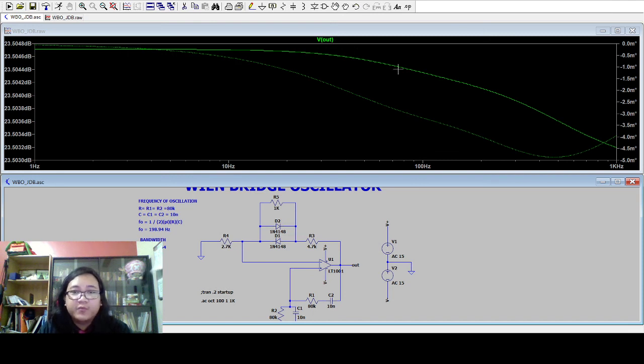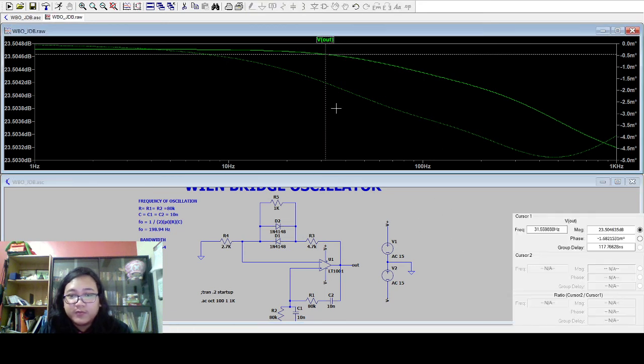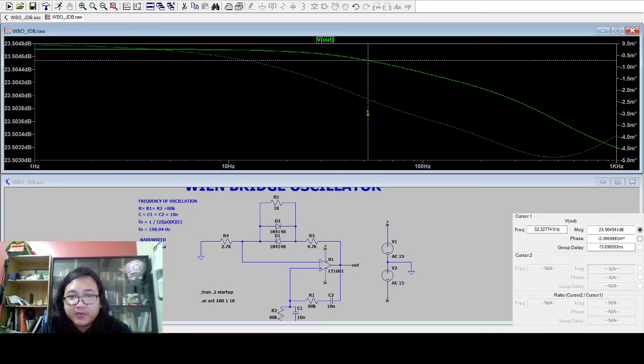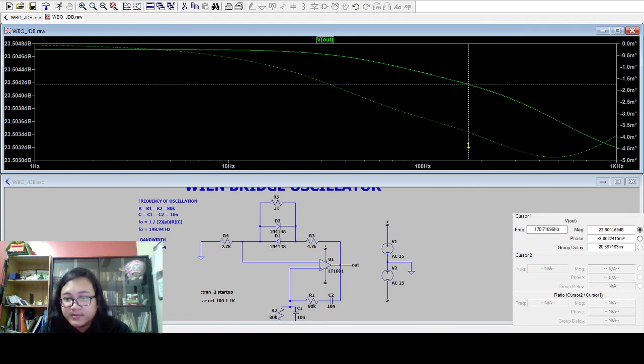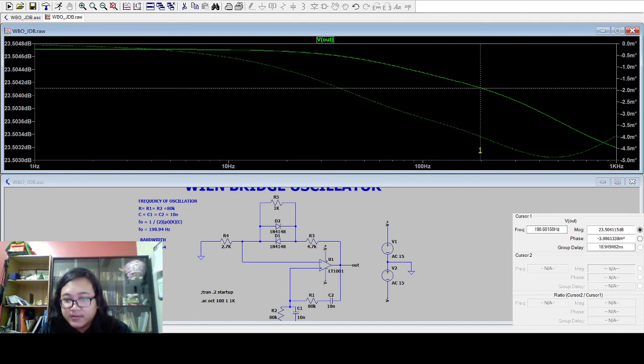This is the bandwidth of the Wien bridge oscillator, my schematic. And I would set its frequency to the same as the frequency of oscillation. Here is the point of the bandwidth, which is the same as the frequency of oscillation.